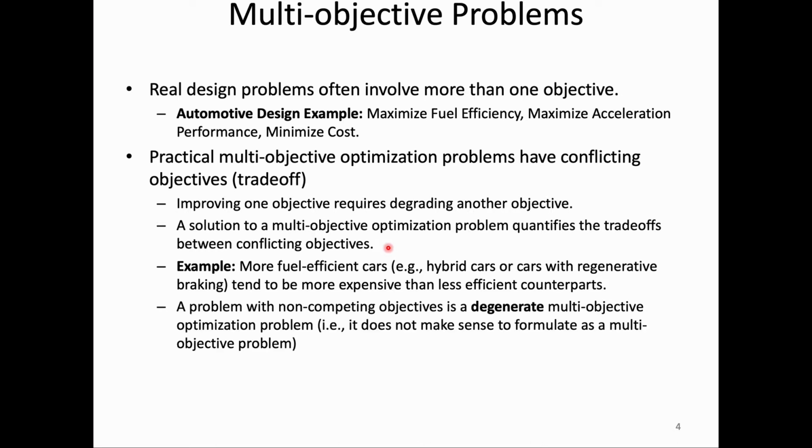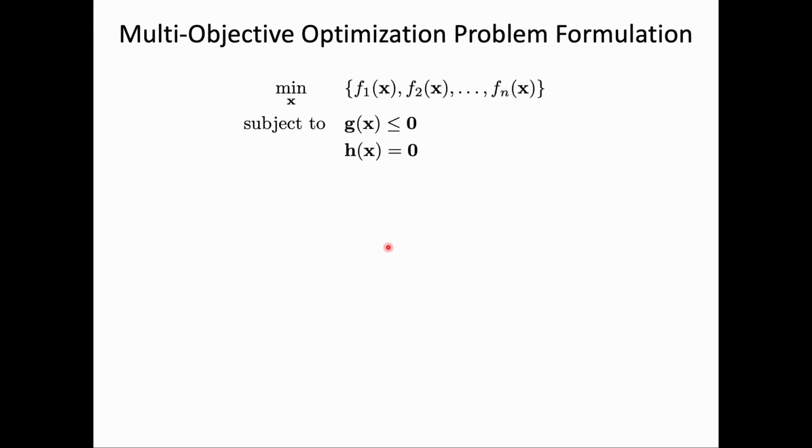A problem with non-competing objectives is what might be called a degenerate multi-objective optimization problem. That is, it does not make sense to formulate this problem as a multi-objective problem. And we'll go into this in some more depth a few slides later to see specifically why the term degenerate makes sense. Let's look at a general multi-objective problem formulation.